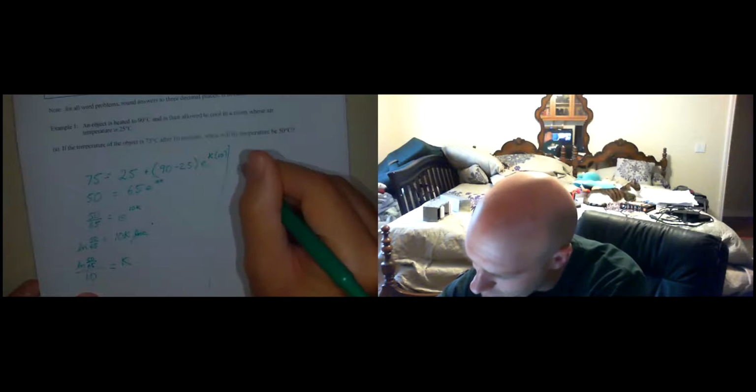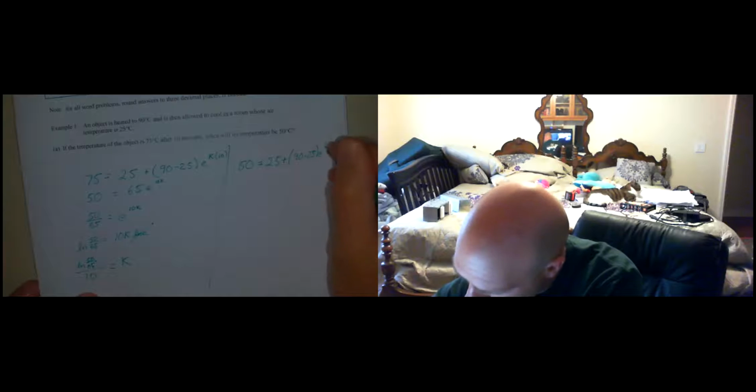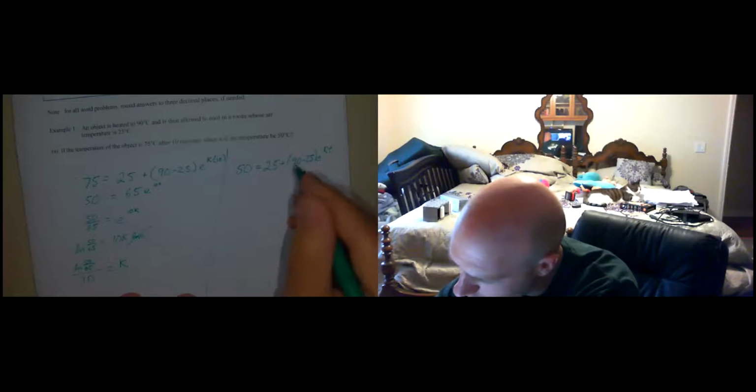I am interested in it being 50 degrees, which is equal to the ambient temperature plus the difference in temperature, 90 minus 25, times e to the k t. We have solved for k, but I'm not going to rewrite that mess there. And t is what I'm looking for. So pretty much the same thing, subtracting 25.